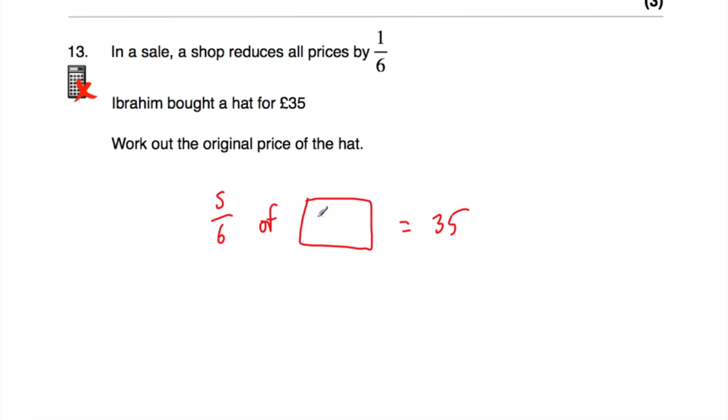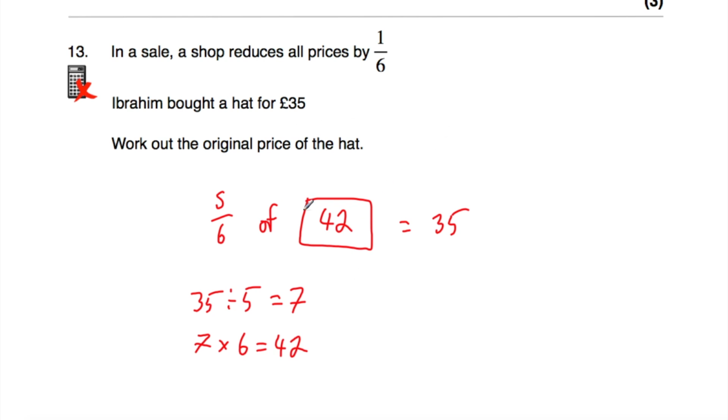So normally, if we knew this amount, we would divide by the bottom and times by the top, and the answer would be 35. So let's work backwards. Let's take the 35 and divide by the top. So 35 divided by 5 is equal to 7. And then if we take our 7 and times by the bottom, 7 times 6 is equal to 42. So that means that the hat would normally cost £42.